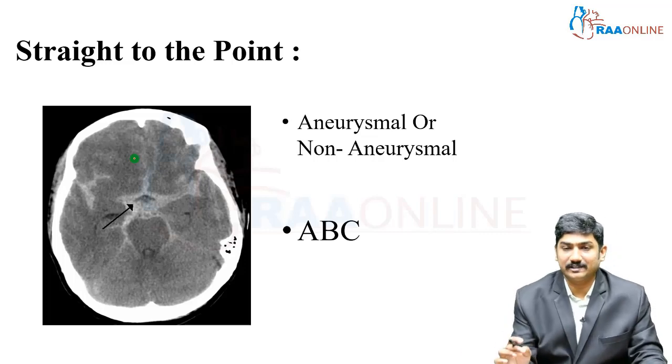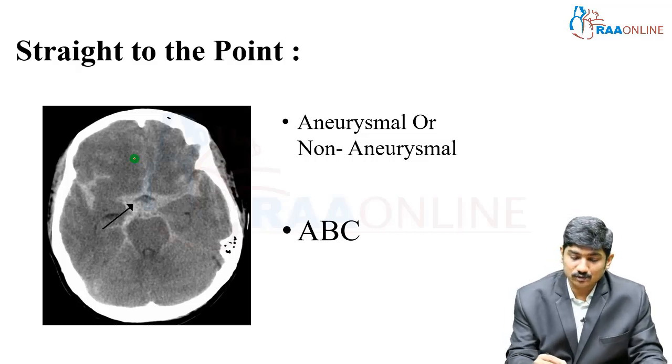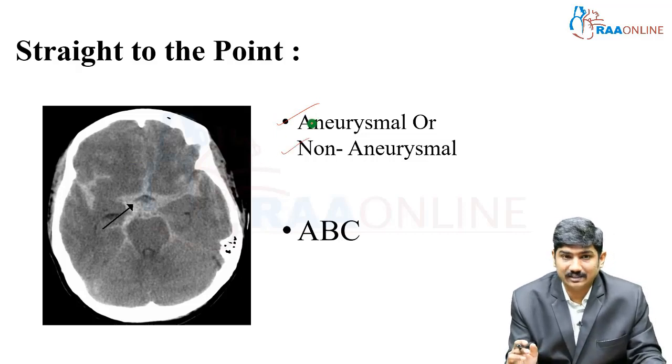Coming straight to the point, when you see subarachnoid hemorrhage, the bleed in the subarachnoid space can be because of an aneurysm, or it can be because of a non-aneurysmal cause as well, like post-traumatic. So it could be aneurysmal or non-aneurysmal. That is the first thing you need to think of.